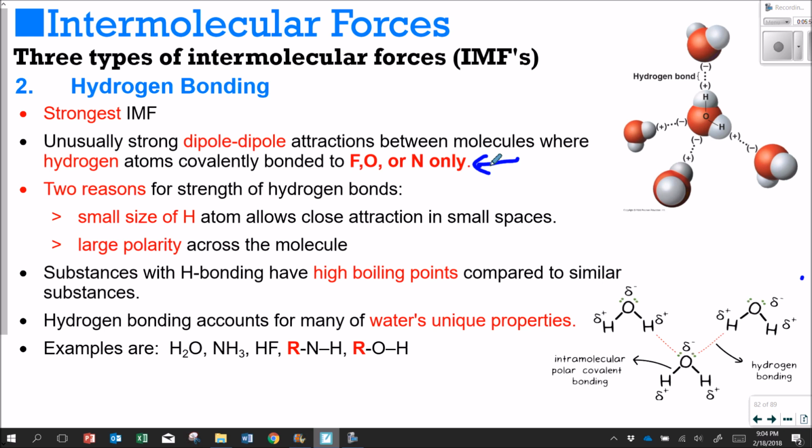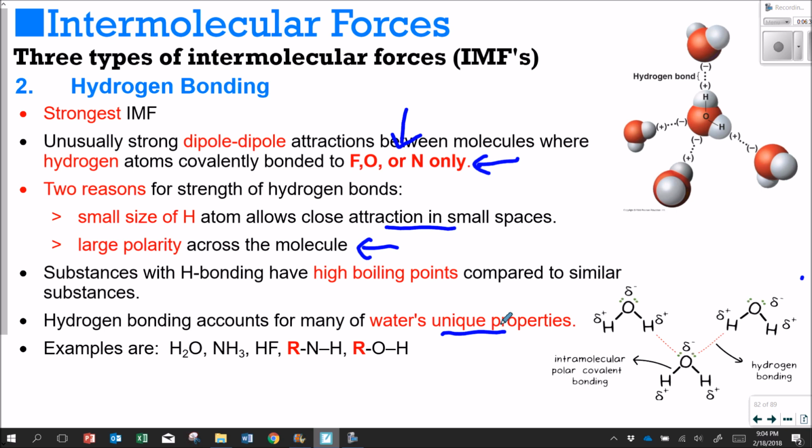So there are two reasons for the strength of hydrogen bonds. One is the small size of the hydrogen atom, which allows for close attraction in small spaces, because the small hydrogen atom can fit into small spaces. Then it is the large polarity across the molecule due to the very strongly electronegative nature of fluorine, oxygen, and nitrogen. Substances with hydrogen bonding have high boiling points in comparison to similar substances. Hydrogen bonding also accounts for many of water's unique properties.